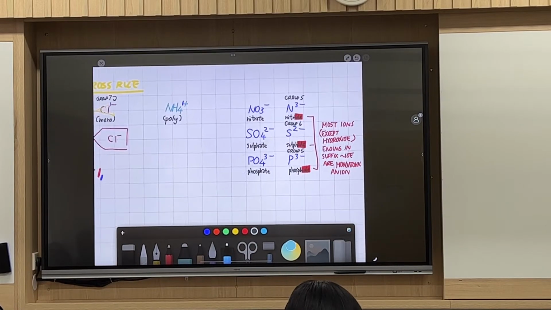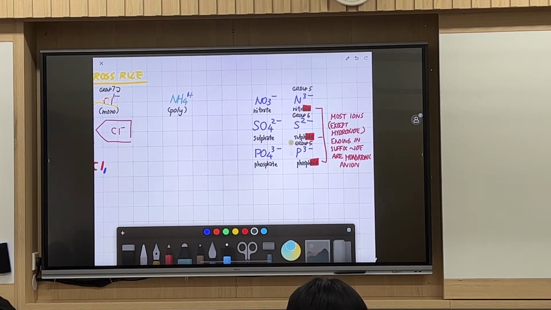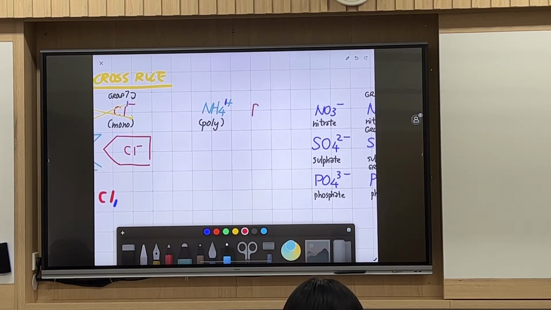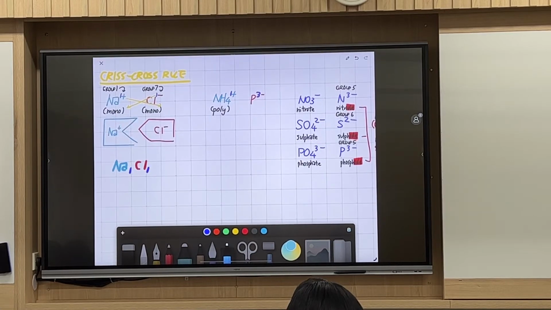Okay, so now let's try this. Which ion should I couple to the ammonium ion when I see the example ammonium phosphide? Should it be PO4 3 minus or P3 minus that I put next to this? When we say ammonium phosphide, P3 minus. So can you put P3 minus here and then swap the numbers around using the crisscross rule?